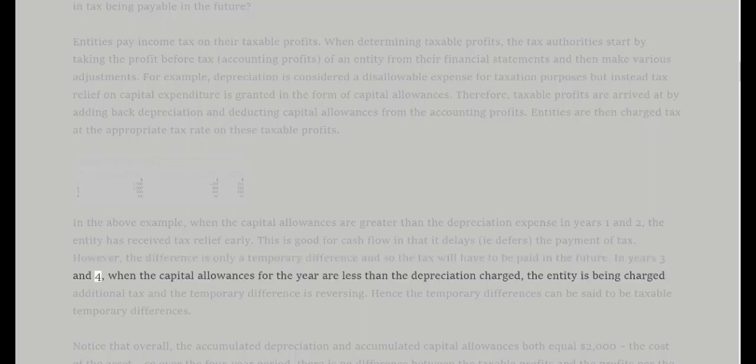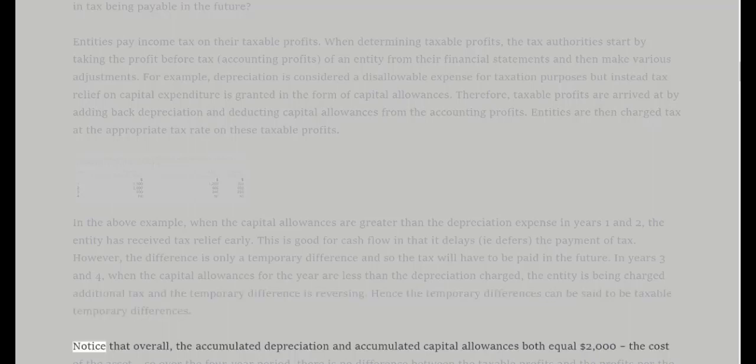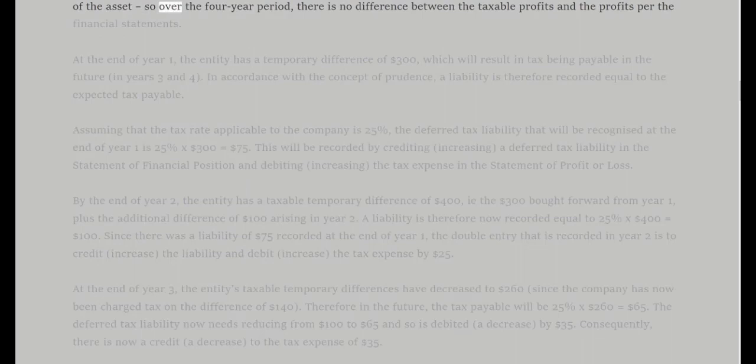In years 3 and 4, when the capital allowances for the year are less than the depreciation charged, the entity is being charged additional tax, and the temporary difference is reversing. Hence the temporary differences can be said to be taxable temporary differences. Notice that overall, the accumulated depreciation and accumulated capital allowances both equal $2,000, the cost of the asset, so over the 4-year period, there is no difference between the taxable profits and the profits per the financial statements.